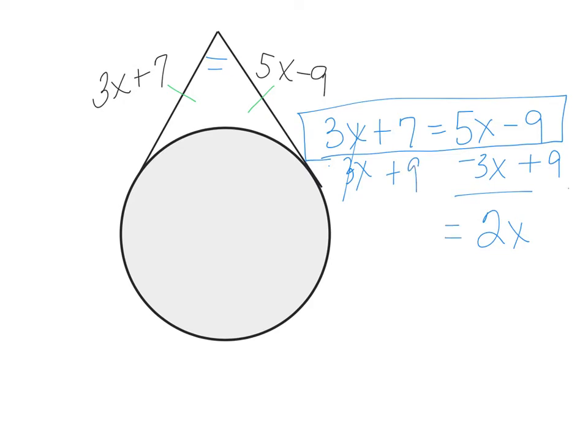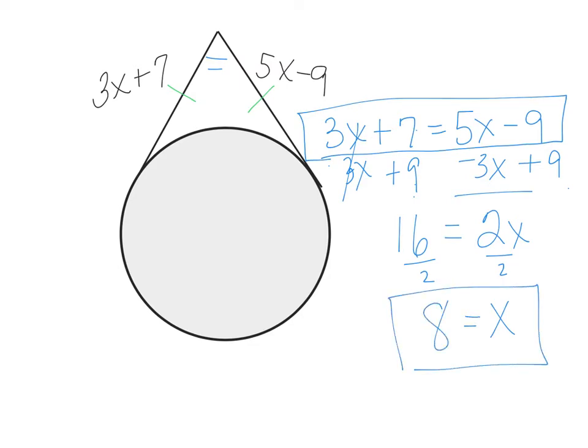So we have 2x. We're going to add 9 to both sides. 9 plus 7 is 16. Divide both sides by 2. And so my x value is 8. And that's because these tangent segments are equal.